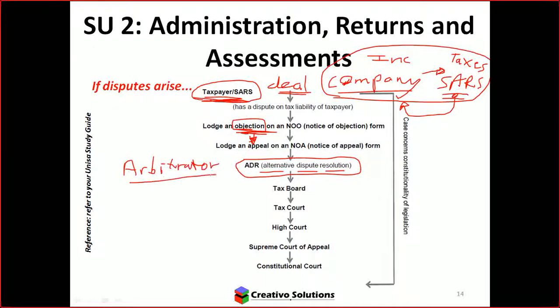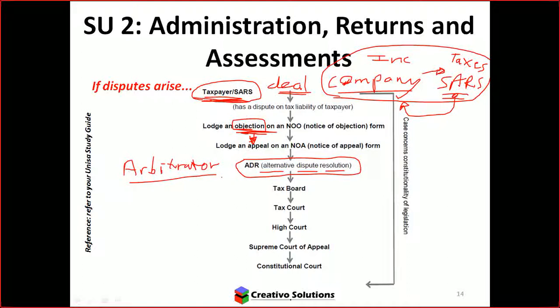Okay, an arbitrator is almost like a trusted third party that both of you agree on, that can oversee the case to try provide a judgment. And then you as the taxpayer and SARS as the tax collector will then agree that whatever is ruled on by the third party will then apply to the situation. Do you agree? Yes, sir.